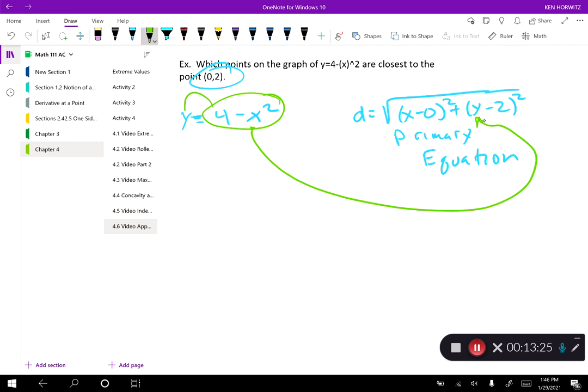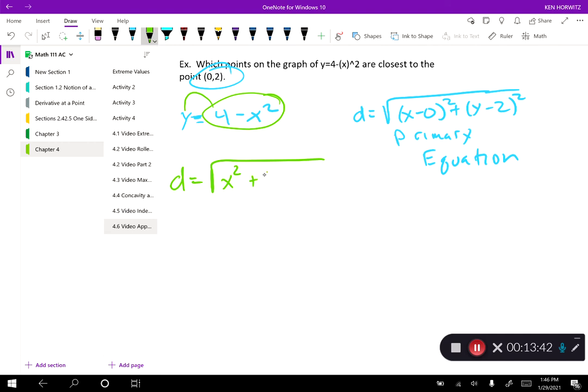All right, so my secondary equation is going to be d equals the square root of x minus 0 squared. I'm not doing anything to that, so I just want to call that x squared. I hope that's okay, because I'm going to have a little bit more with the next one. So then I have 4 minus x squared. All right, so I'll say plus over here. Minus 2, the whole thing squared.